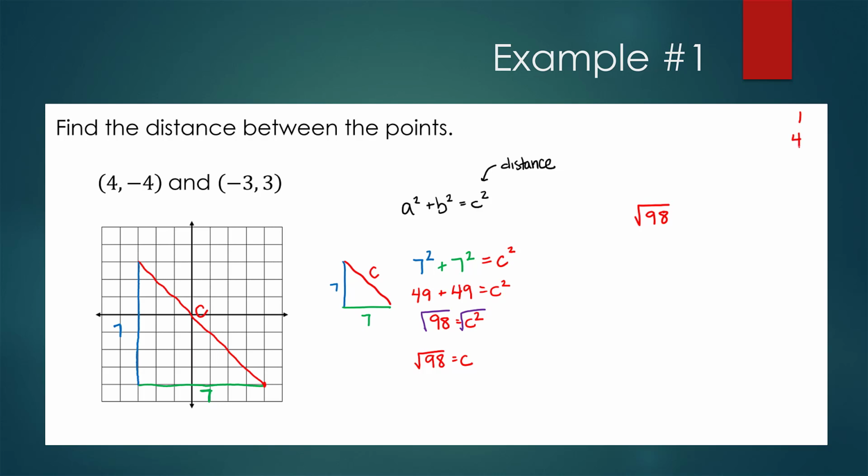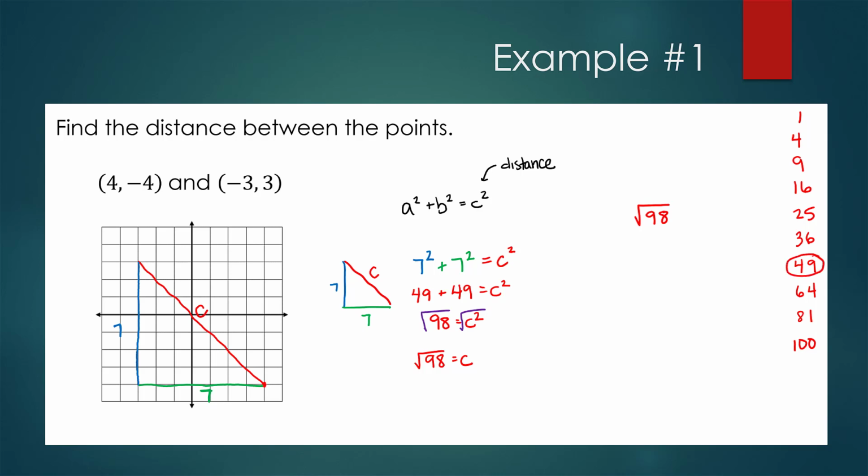1, 4, 9, 16, 25, 36, 49, 64, 81, 100. The largest perfect square number that goes into 98 is 49.